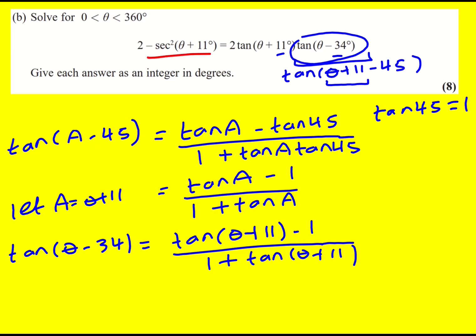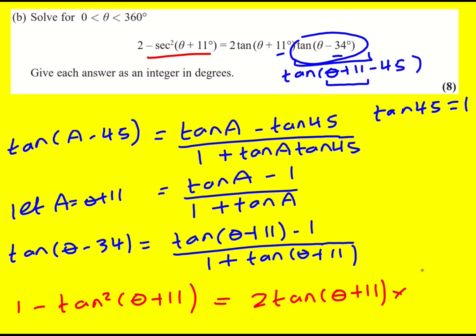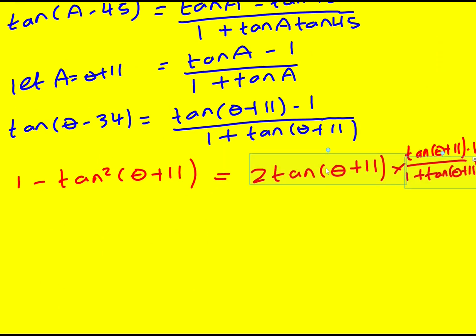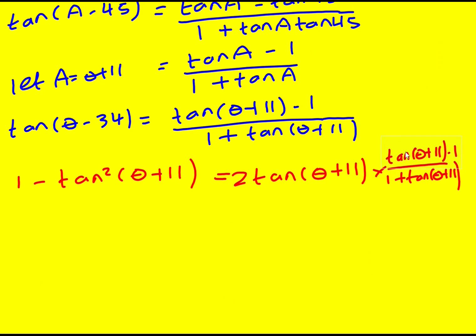I then did exactly the same thing by getting this in terms of tan. So we're going to have 1 minus tan squared theta plus 11. I've already shown where that's come from. And then it's going to equal 2 tan theta plus 11 multiplied by this thing that we've just found. Sorry, I didn't leave enough space there. Just going to write that out again.